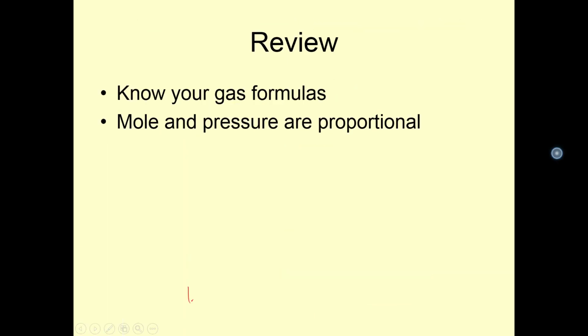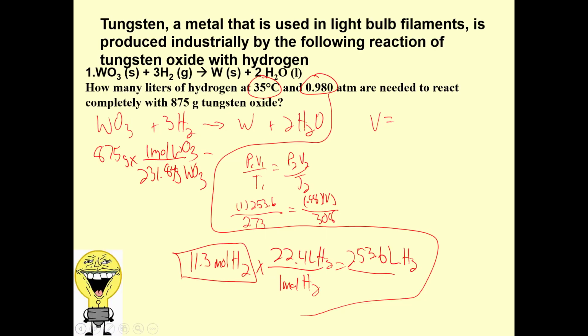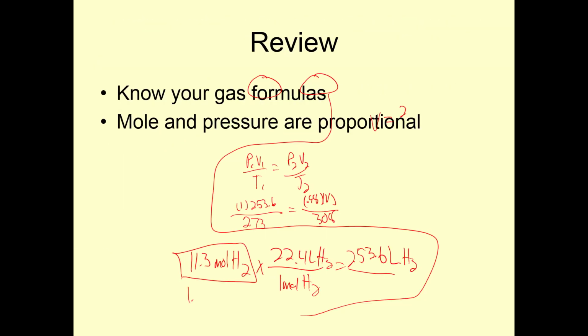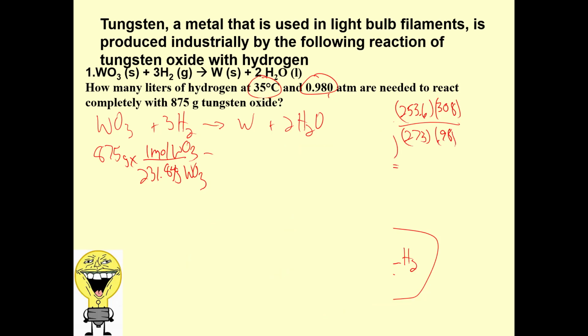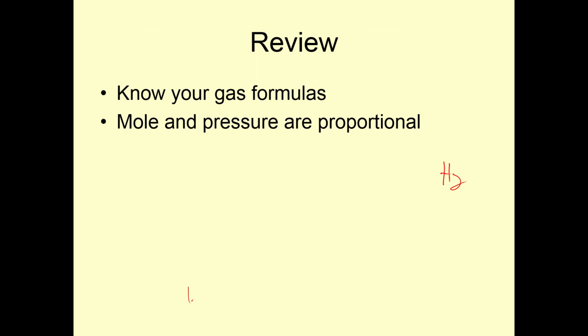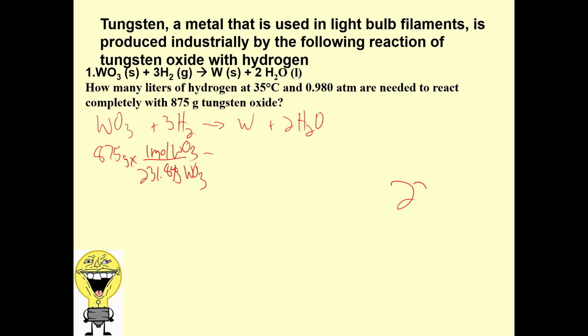So now to solve for V, I'm going to have to go back to the slide, and V is going to be 253.6 times 308 divided by 273 divided by 0.98, and I'll get my answer. 253.6 times 308 divided by 273 divided by 0.98 is 291 liters of hydrogen. So we'll go back to that. 291 liters of hydrogen. Sorry, the screen's going wacky.